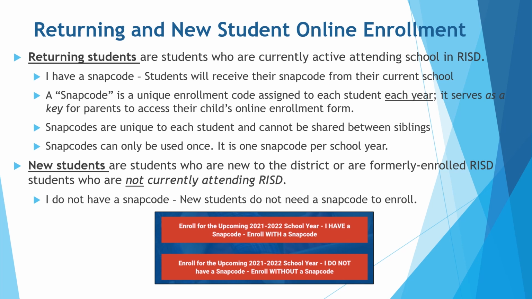Snapcodes can only be used once, and it is one Snapcode per school year. Therefore, students cannot obtain a different Snapcode for the same school year. Returning students can only submit one returning enrollment form per school year.